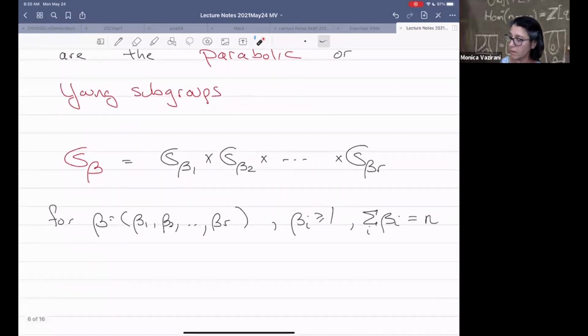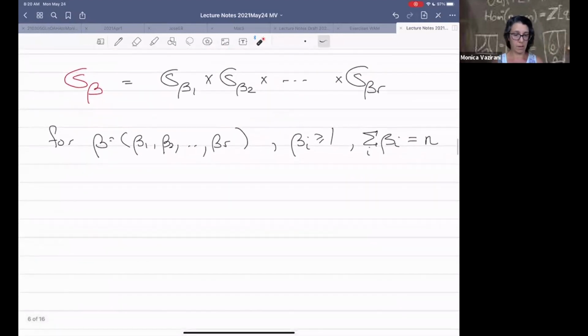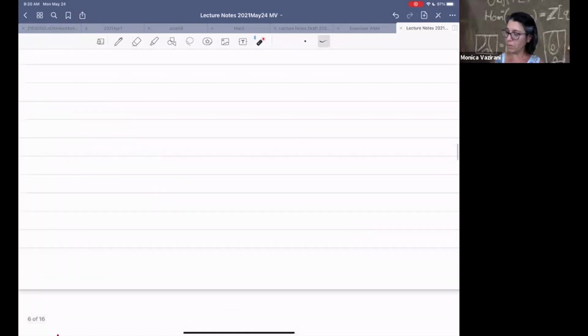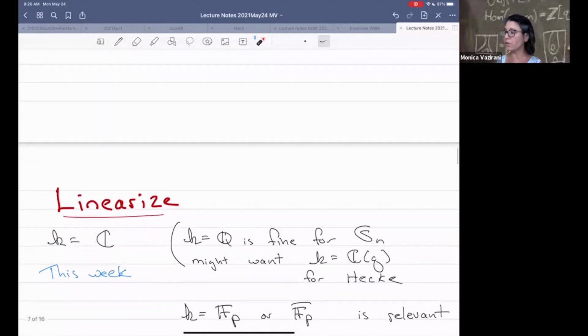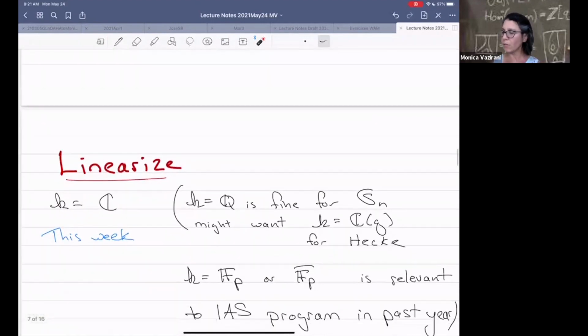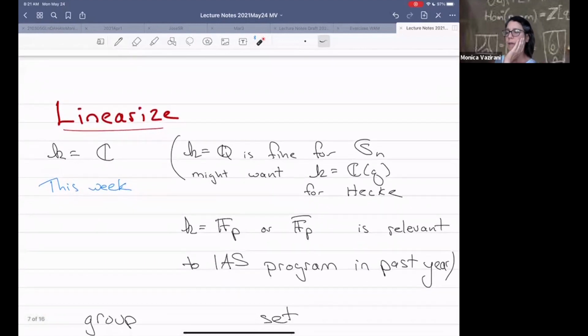Okay, so that's groups acting on sets, but we might want to act on vector spaces, actually, so that we can linearize what we've just done, and then start living in that land. So what do I mean by linearize? First of all, I need to pick a field. And for this week, I'm pretty much having my underlying field be the complex numbers, just to make things easy, because it's characteristic 0 and algebraically closed.